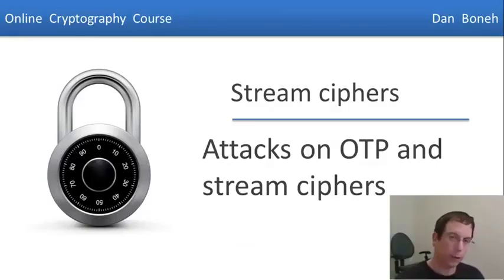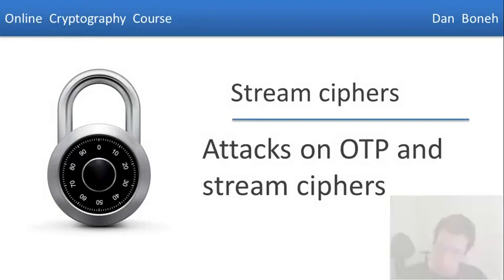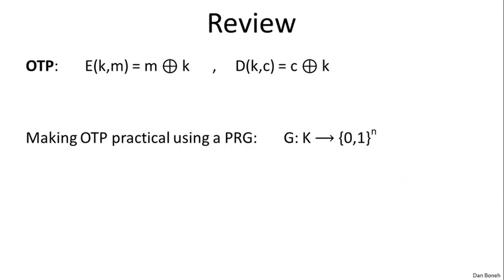In this segment, we're going to look at attacks on the one-time pad and some things you need to be careful with when you use the stream cipher. But before we do that, let's do a quick review of where we were. So recall that the one-time pad encrypts messages by XORing the message and a secret key, where the secret key is as long as the message. Similarly, decryption is done by XORing the ciphertext and the same secret key.